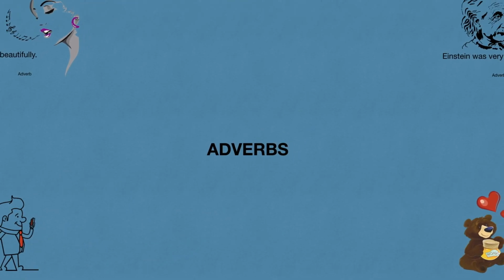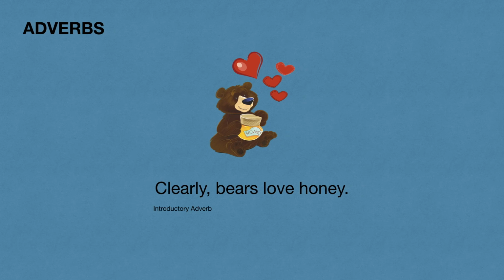Finally, an adverb could even describe an entire sentence or clause. In this sentence, clearly bears love honey. The word clearly affirms, confirms, or stresses the statement, bears love honey. In other words, it is clear that bears love honey. Such adverbs, called introductory adverbs, are usually placed at the start of a sentence or clause and are separated from the rest of the sentence or clause by a comma.